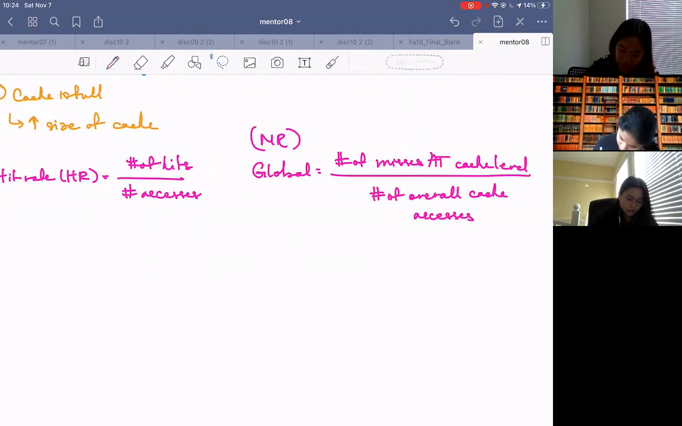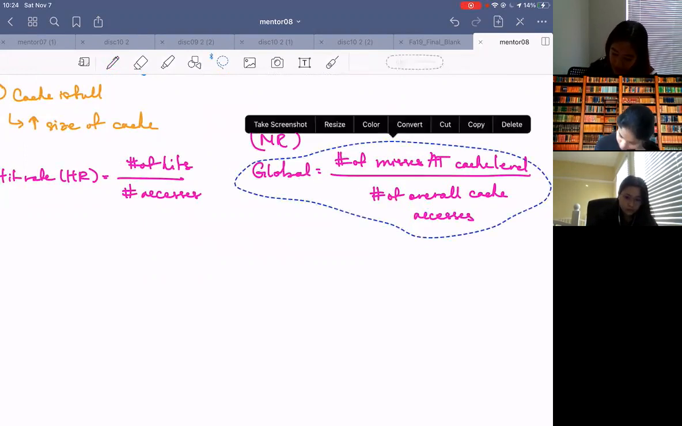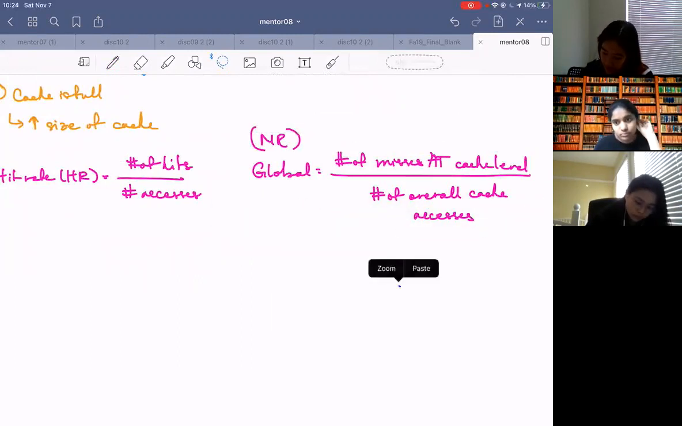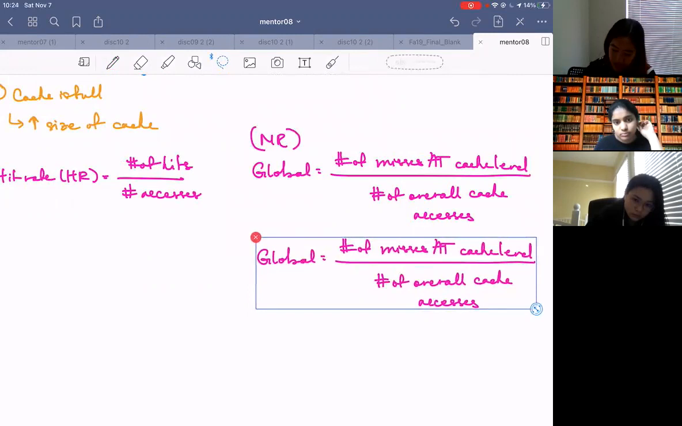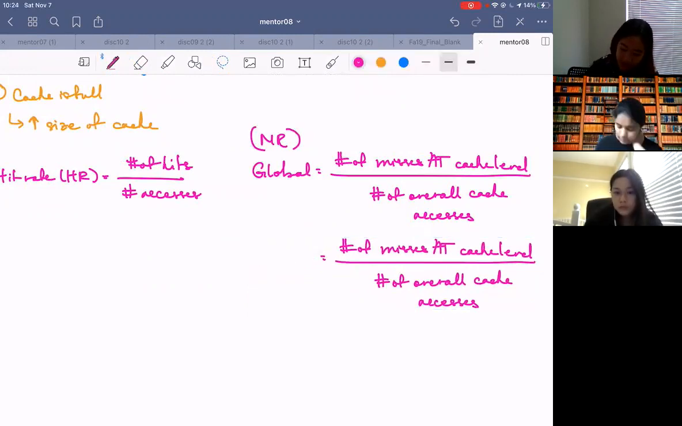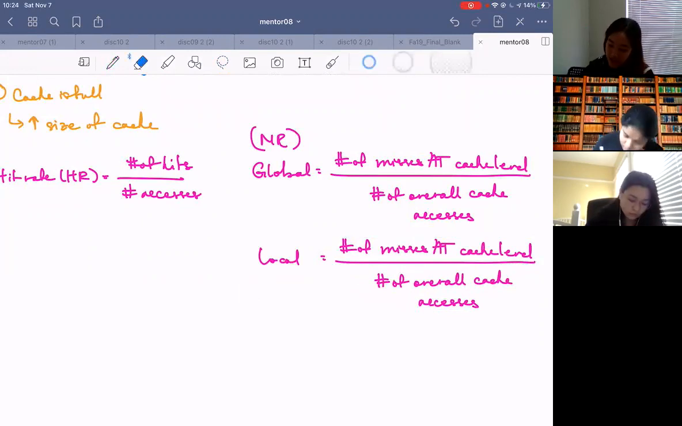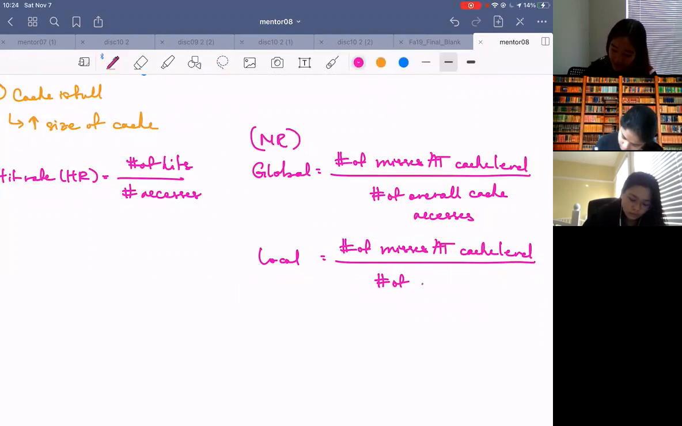Whereas for local hit rate, it's going to be slightly different. For local, the rate is the total number of misses at the particular cache level divided by the number of cache accesses at that cache level.